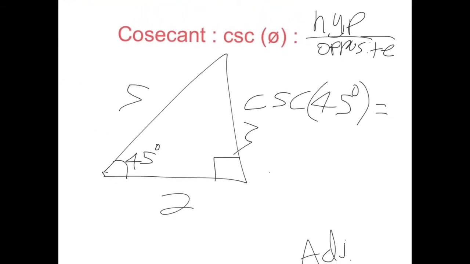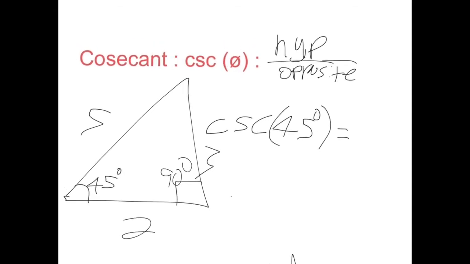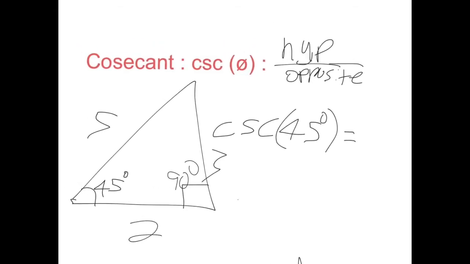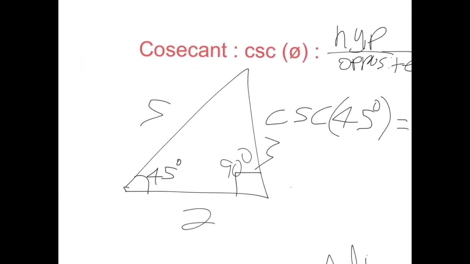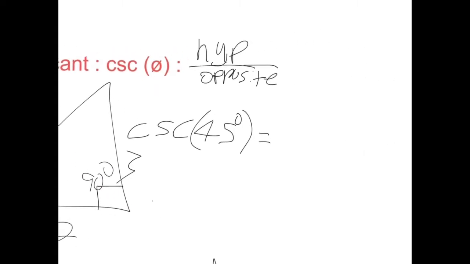So now here we have 45, and then this would be a 90 degree angle. So the question is, what is the cosecant of 45? So we know the side length with our 5, 3, and 2. So the hypotenuse, which is away from the right angle, is 5. So we just fill that in. 5 is a hypotenuse, right here, and then the opposite.